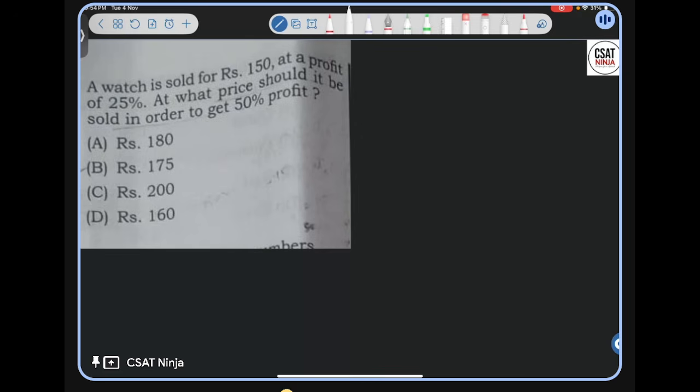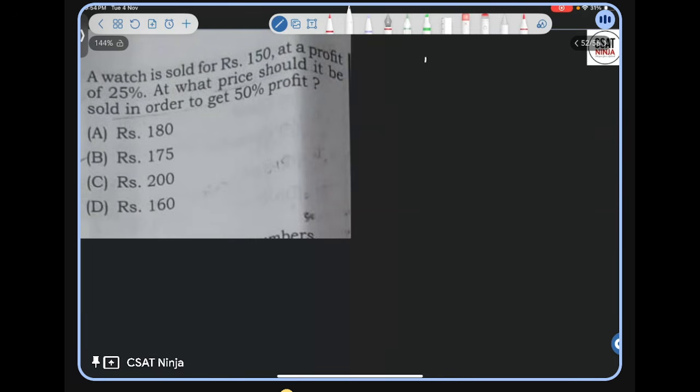A watch is sold for 150 rupees at a profit of 25%. Okay, let me do it like this. If I assume cost price is 100, and I'm selling it at a profit of 25%, how will it be? Can I say 125? This is the selling price, because there is a profit of 25%. That means from 100, if there is 25% profit, it will be 125. It is given as how much? 150.